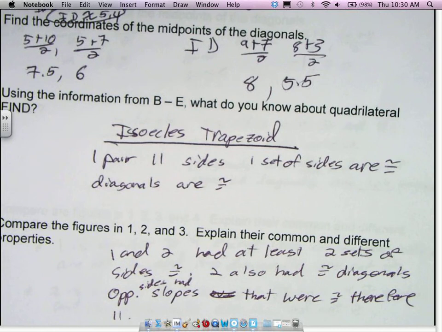What's the fraction say? 2 sets of sides are congruent. What does this say? The slopes were true. I can't read that. The fraction, which is congruent. That's congruent, but the assignments we don't have.